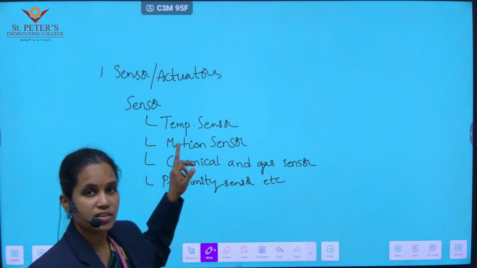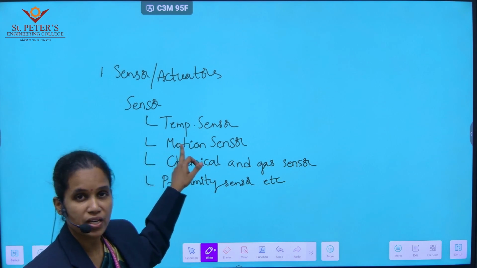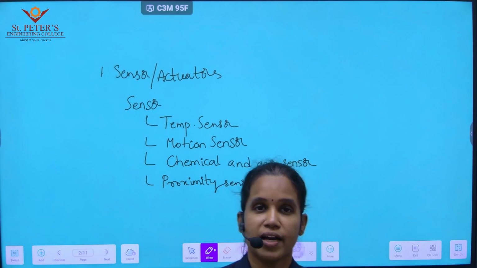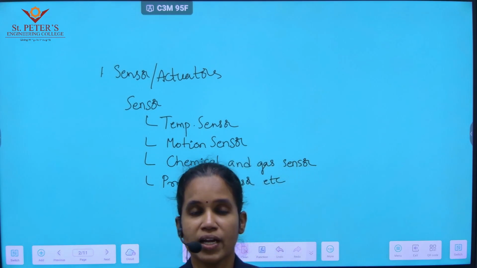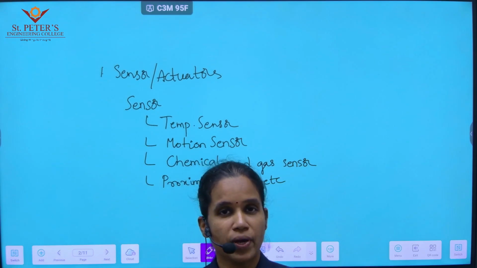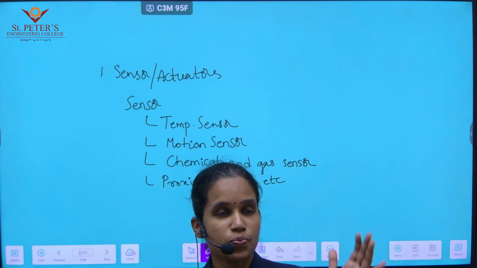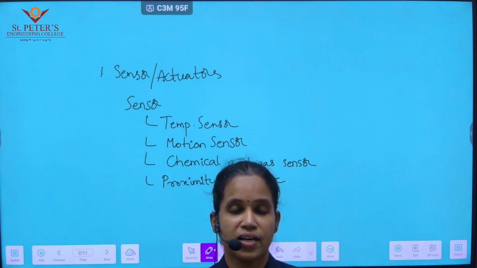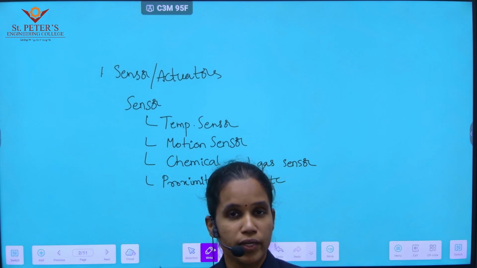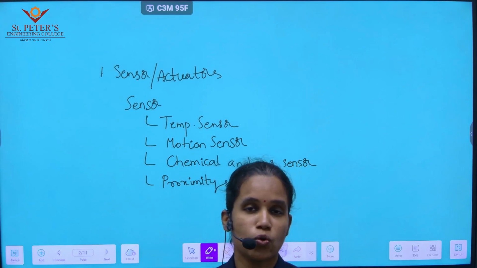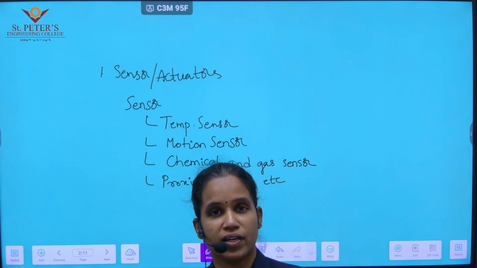As the name itself indicates, it detects the temperature. A temperature sensor is a sensor which detects a temperature change in the environment and converts that temperature change into an electrical signal. The best example is, suppose in my house I am using a smart temperature sensor. That sensor will detect the room temperature, or your living room temperature, and convert that room temperature change into an electrical signal.